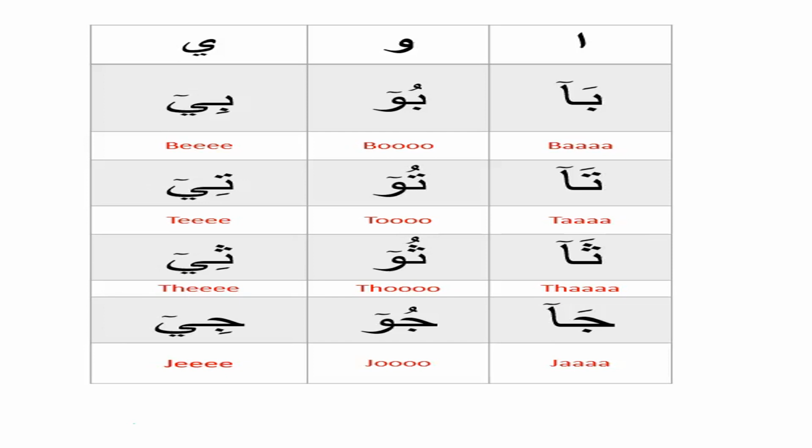So it's ba, bu, bi. Next one, ta, tu, ti, tha, thu, thi. Next one, ja, ju, ji.